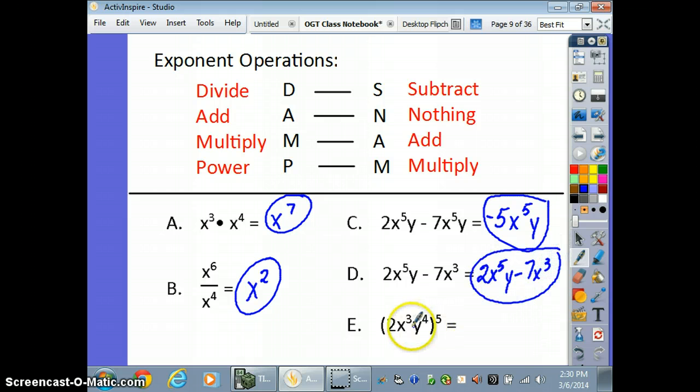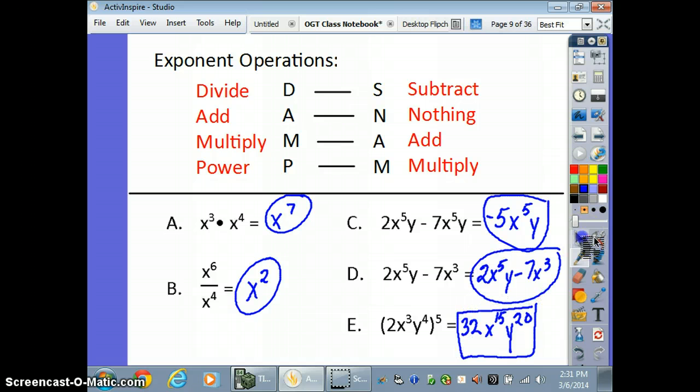And here we have powers to powers, and when we have that, we multiply. So 2 to the 5th power is 32. And then x to the 3rd, 3 times 5, 15. And y, multiply the powers, 20.